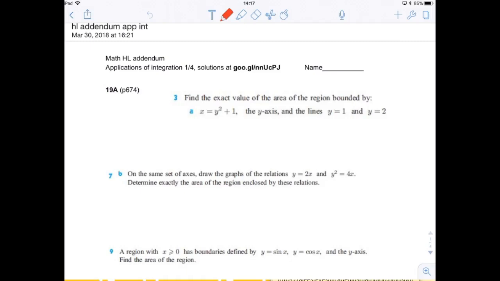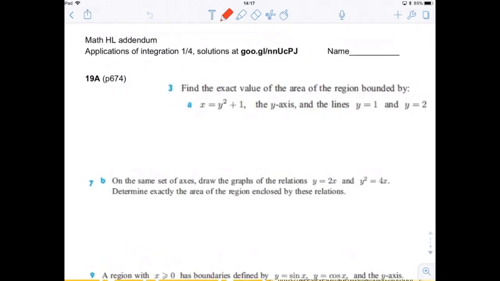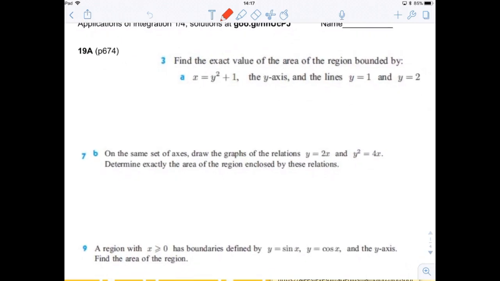The HL addendum for applications of integration, Chapter 19, Section A, number 3. Find the exact value of the area of the region bounded by x equals y squared plus 1, the y-axis, and the lines y equals 1 and y equals 2. Let's see. Let's try to draw this out.